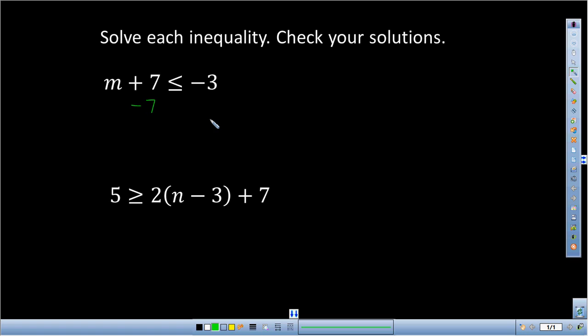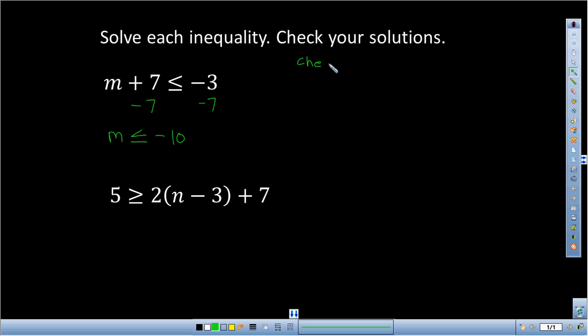The subtraction property of inequality says that as long as we subtract the same amount from both sides, the inequality remains true. And so we're going to subtract 7 from both sides of the inequality. When we do that, we get, the 7 and the subtract 7 is 0, so we have m is less than or equal to negative 3 subtract 7, which is negative 10. Okay, now that looks like the right answer, but we're going to check.